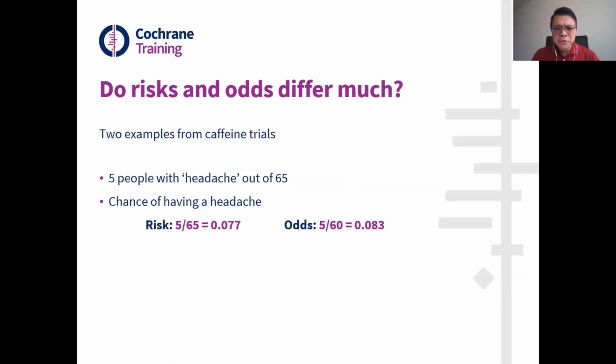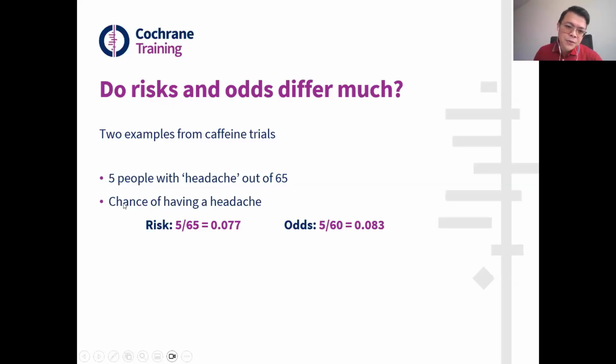And you might be wondering, do risks and odds really differ that much? To answer this question, let's look at 2 examples from caffeine trials. For our first example, imagine we have a group of 65 people, and our event of interest is developing a headache after caffeine intake. And out of 65, 5 people developed a headache.